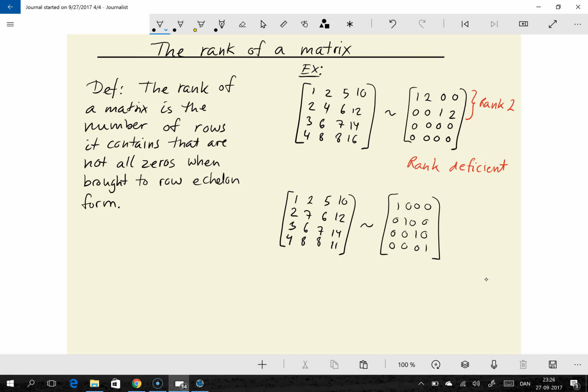So by definition, this matrix over here has rank 4 because there are no rows in this matrix consisting of only zeros. We say that this matrix has full rank.